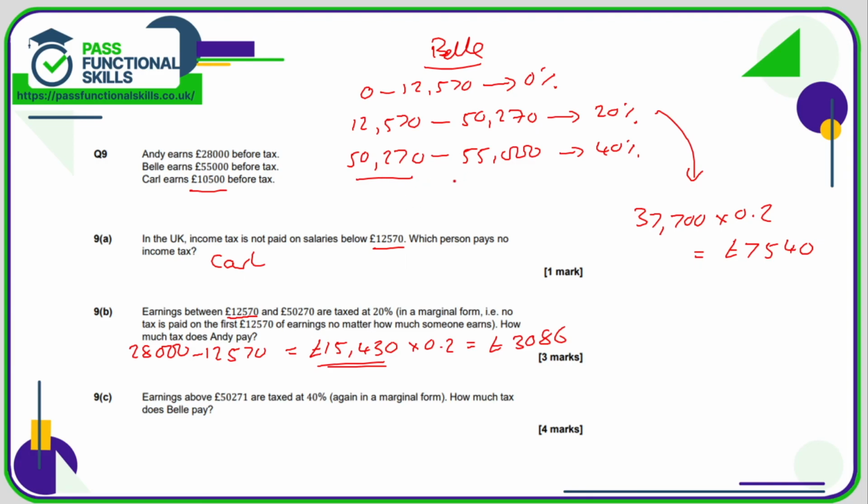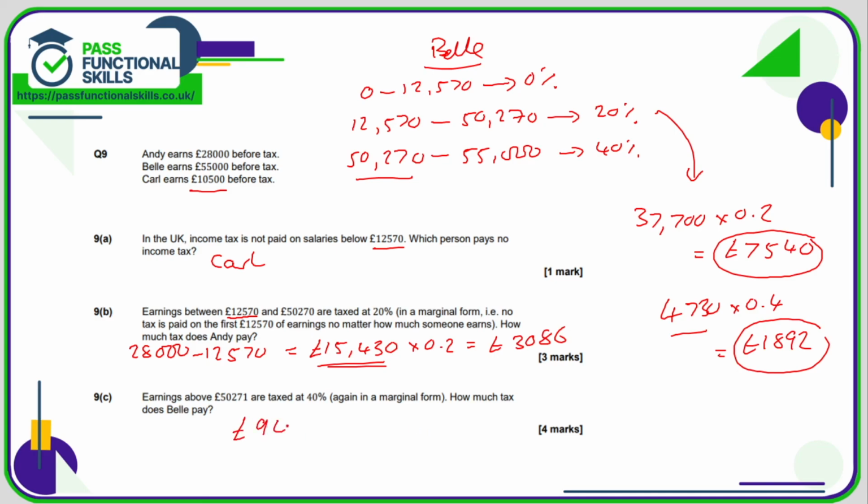So the amount that she pays tax on at 40% is going to be 55,000 minus 50,270, and that is a total of £4,730. So this is the figure that she's taxed on at 40%, so we need to multiply that by 0.4, and that comes to a total of 1,892. So therefore she pays this amount on her salary between 12,570 and 50,270, and she pays this amount on anything above that. But if we add them together, her total tax bill will be £9,432.